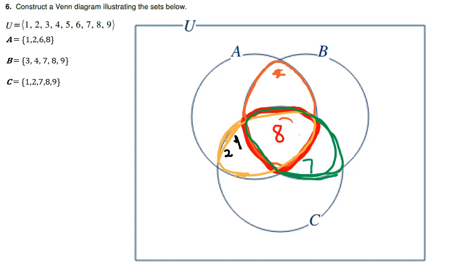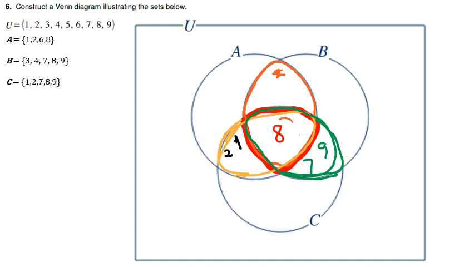Why? Because it doesn't belong to A. It only belongs to B and C. Remember, we've already figured out what belongs to A, B, and C. It's only 8. So 8's taken care of again. There is a 9 in common, so we've got to put a 9 here.